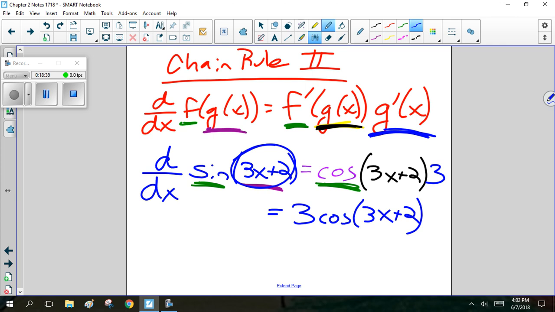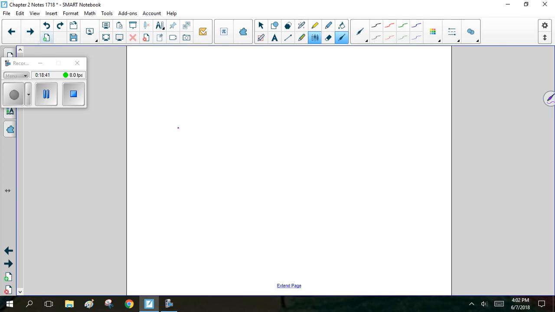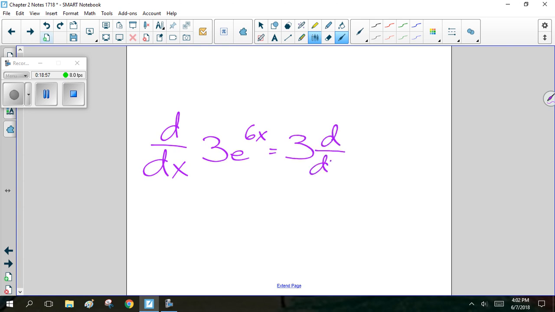Let's do one last one. So let's do the derivative with respect to x of, how about 3e to the 6x? Okay, well, the 3 doesn't do anything, so I can pull the 3 out. Okay, so what I'm going to do then is, so the derivative of, I'm covering this with my hand like you can see what I'm doing. So the derivative of e to the x is e to the x, right?